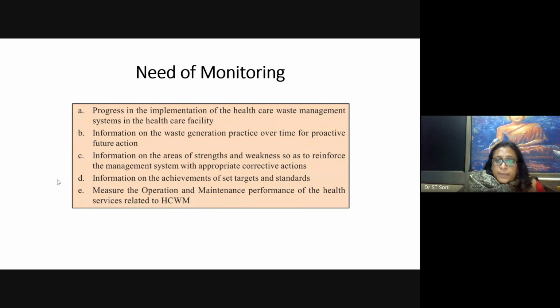So waste generation practices have to be a proactive thing. Information regarding the strengths and weaknesses: we must know where we want to improve, and we need to set some targets. And if we have certain measures, we can measure the operation and maintenance performance of the healthcare services related to healthcare waste management. Okay, so that's why we need to monitor things.